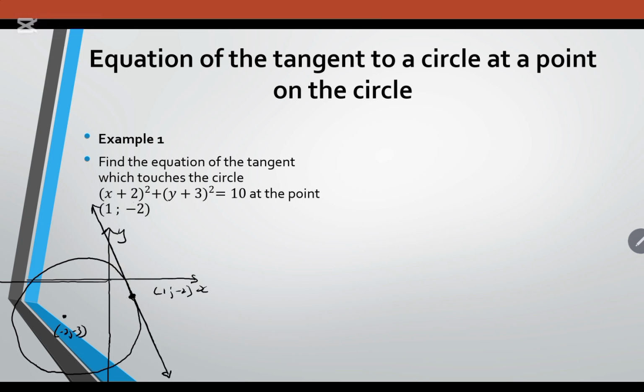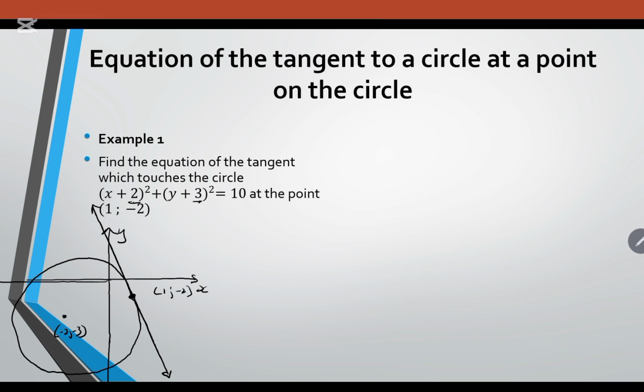The first example says find the equation of the tangent which touches the circle at the point 1 and negative 2. So, like I always say, try and draw the sketch of this information so that you will be able to have a picture. So the circle has its center at negative 2 and negative 3, and therefore it has a tangent at point 1 and negative 2. So find the equation of the tangent line.